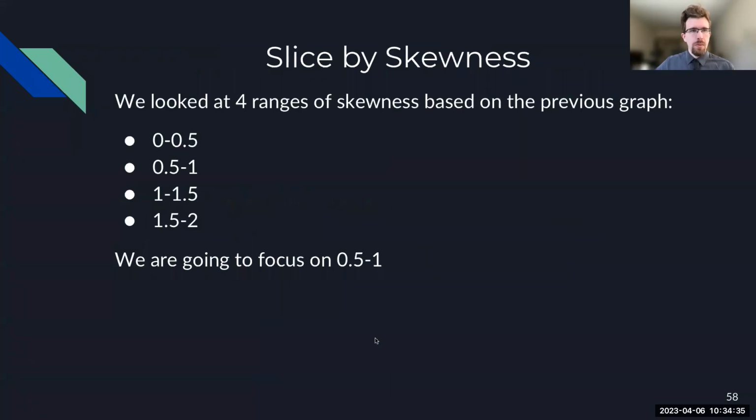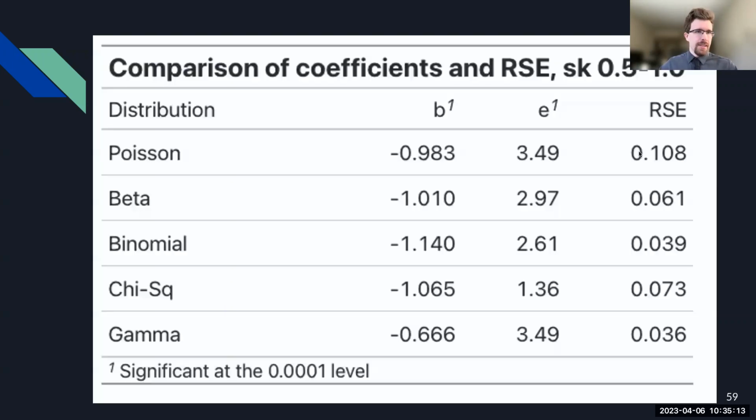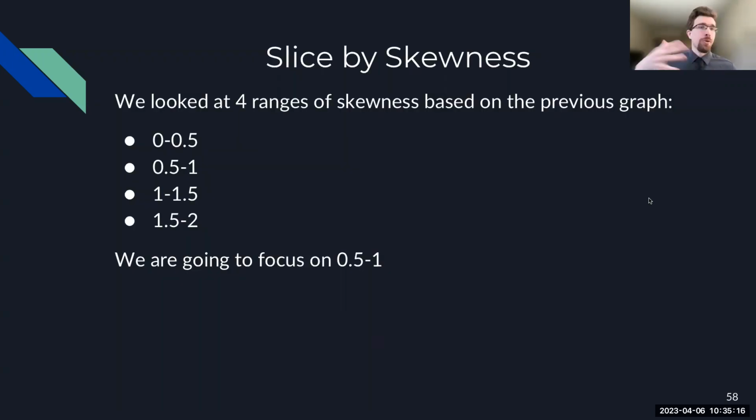With that in mind, we looked at 4 skewness ranges, the ones we talked about: 0 to 0.5, 0.5 to 1, 1 to 1.5, 1.5 to 2. We did break all of these distributions and data down by these skewness ranges, but for argument's sake, and time is a real factor, we're going to talk about 0.5 to 1. A couple reasons. One, this is the most interesting range. It has the most corner cases. It represents moderate skewness, and the most overlap.